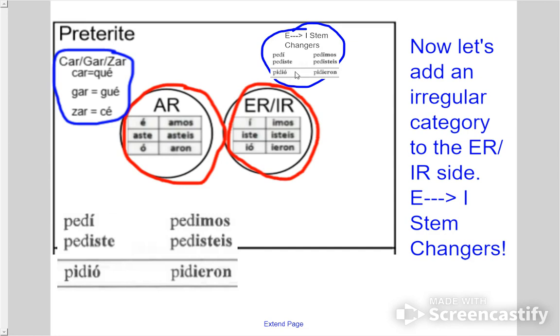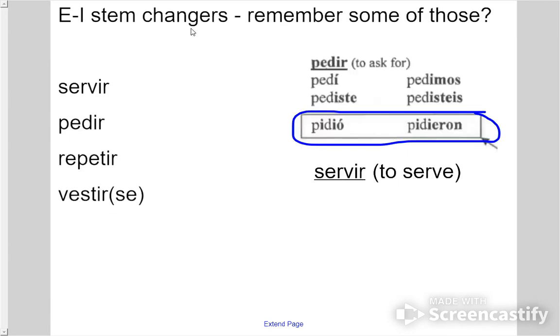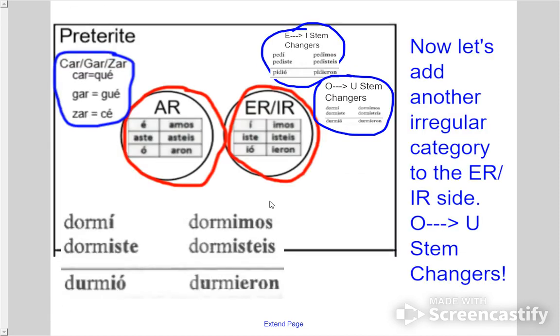So go ahead and add this as an example of an E to I stem changer and pause the video till you're done adding that. All right, E to I stem changers. Remember some of those? We had pedir, servir, repetir, vestirse. Those are all E to I stem changers. And again, they'll be normal in these forms, and only the he/she/usted and the ellos, ellas, ustedes will have the E to I stem change in the preterite tense.